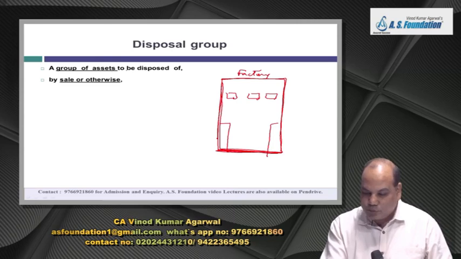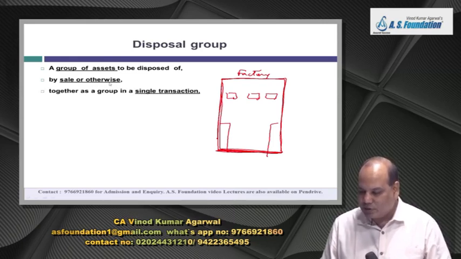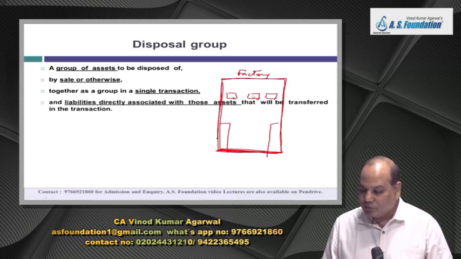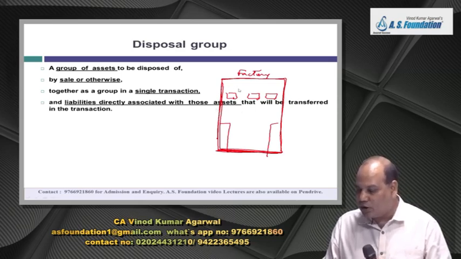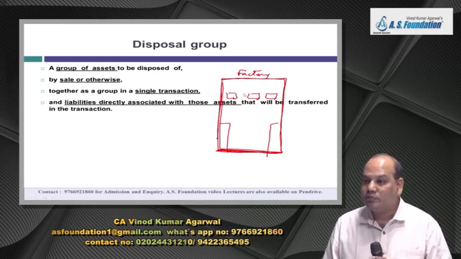Okay. A group of assets to be disposed of by sale or otherwise, meaning exchange transaction. Otherwise can be like exchange. Together as a group in a single transaction. That means the management does not want to sell it piecemeal, but rather they want to sell the whole group of assets together only. And sometimes there may be liabilities also, liabilities directly associated with those assets. For example, a loan taken for the purpose of this factory building will also be transferred in the transaction. So normally in such cases, the negotiation is, I am going to transfer the whole factory along with the liabilities also. So in that case, the disposal group will include the liabilities also, that will be transferred in the transaction.